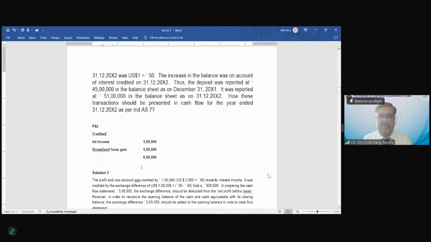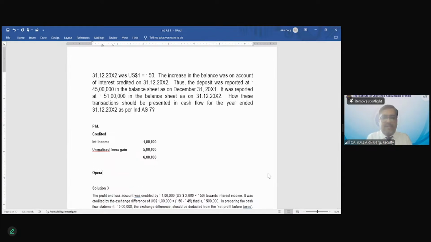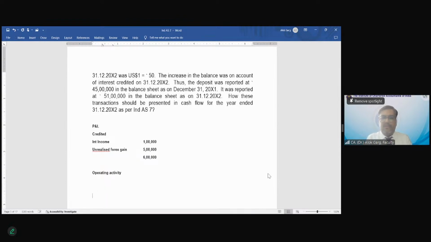So assuming there are no other cash flows, how will your cash flow look? Let me tell you. Operating activity. Can you please mute yourself, guys? Your operating activity cash flow is how much? -1, -5, -6 lakh. Correct? The negative is your operating activity cash flow. What is your investing activity cash flow?